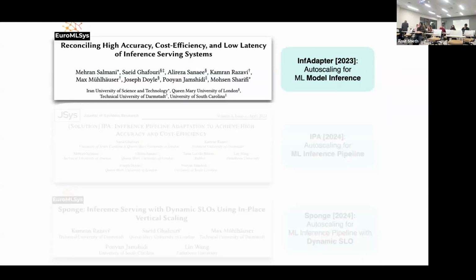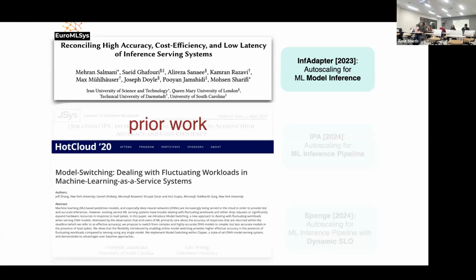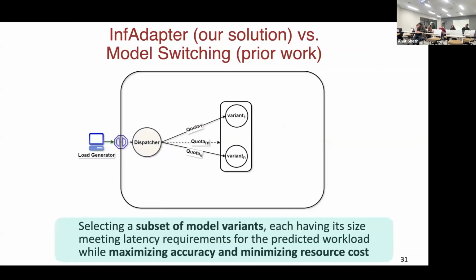So I start off with the first one, InfAdapter, and the direct prior work that we compare our result with is this paper. Yeah, good paper. It's not our paper. Quickly clarifying what the difference is.